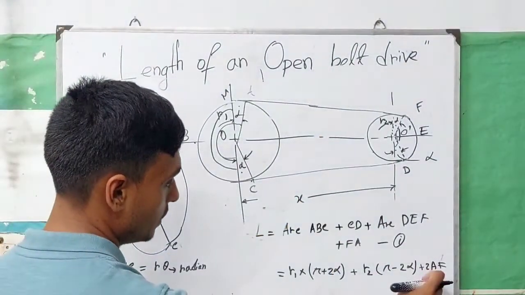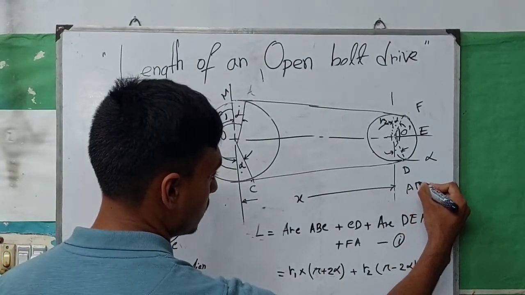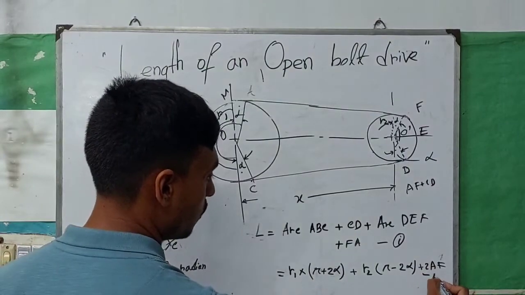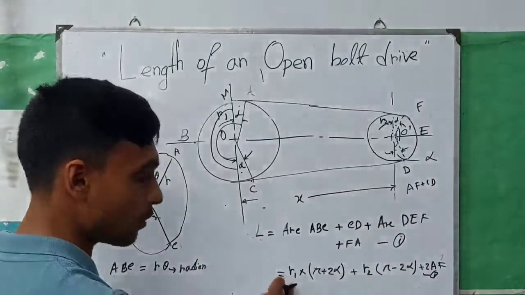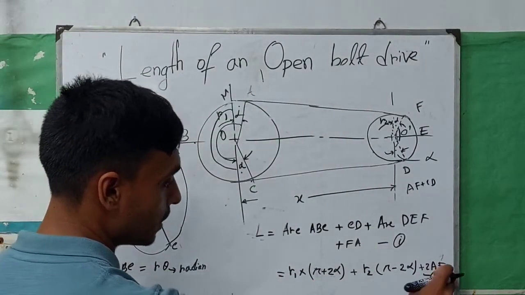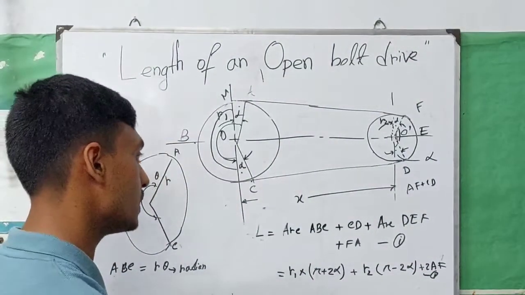So we can write AF equal to CD, that means 2AF. So it is our now final equation. We are determining R1 is given, but alpha is unknown, R2 is given, and AF is still unknown. So now our work is to find out AF.